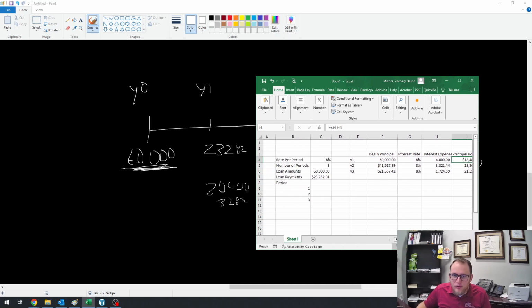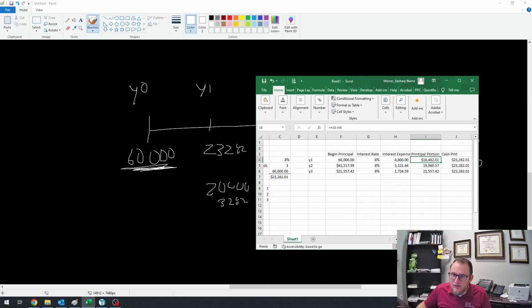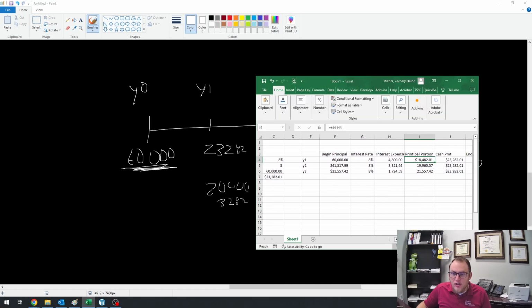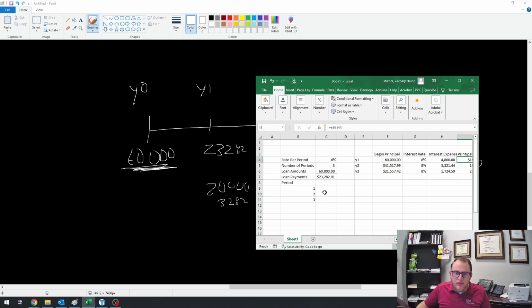Now, when it comes to calculating these principal portions, Excel will also do that. So if we go negative, and then it's PPMT for principal payment. So if we grab that formula, we have our rate.